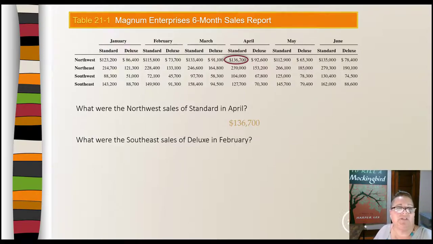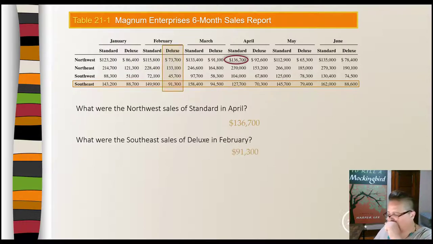The second question says, what are the Southeast sales of Deluxe in February? So I'm going to look at the Southeast row. I'm going to find February and Deluxe. So I don't just want the entire February column, I just want the Deluxe portion. It's been a long day. And you can see I'm at 91,300 is where they intersect. So that would be the sales of Deluxe in February.